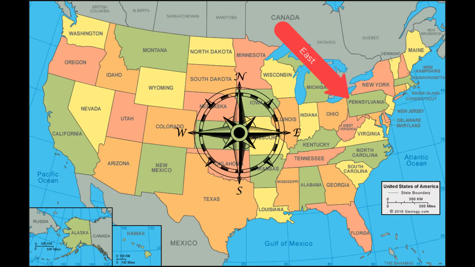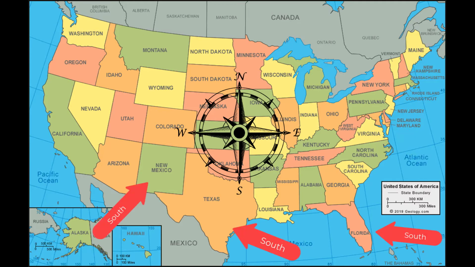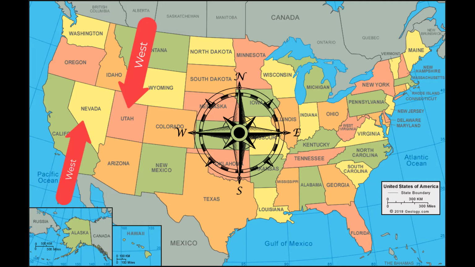Pennsylvania, New Jersey, and Maryland are located east. Florida, Texas, and New Mexico are located south. And Utah, Nevada, and Colorado are located west.